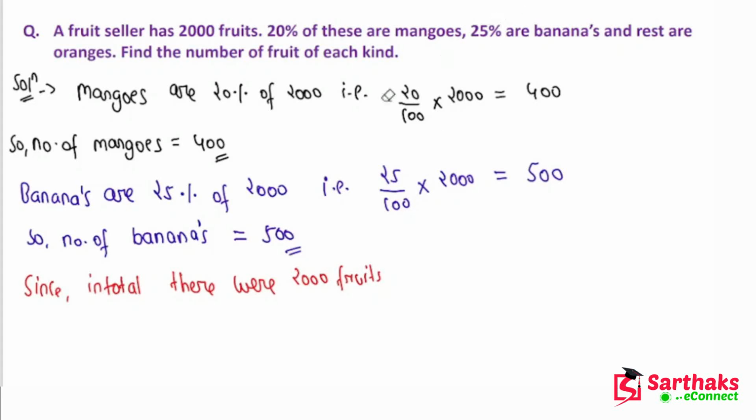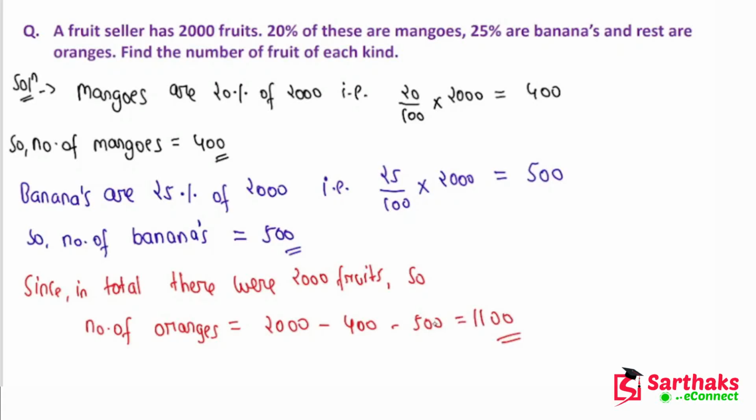Since in total there were 2000 fruits, the number of oranges is equal to what? See, 2000 were fruits, subtract the number of mangoes and the number of bananas, and we will get 1100. That is, the rest 1100 are oranges.